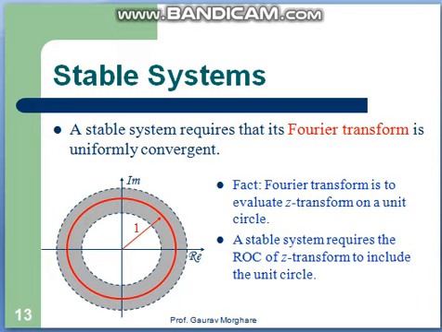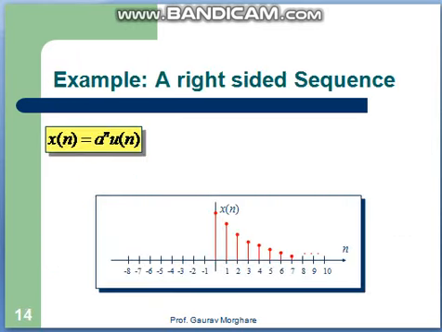So for any stable system, the definition is very clear. We have to give a bounded input, that means a finite input, and it will give us a bounded output, that means a finite output. So the Fourier transform is the Z transform evaluated on the unit circle, and for a stable system, the ROC should be defined very well. This is an example of a right-sided sequence. That means the signal lies on the right-hand side of the origin, that means for positive values of time from 0 to infinity.